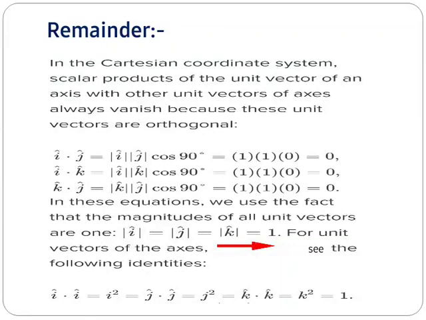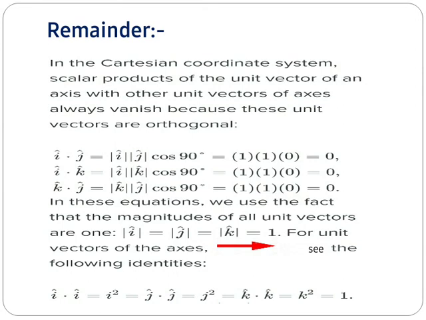Similarly, I cap dot k cap is equal to 0 and k cap dot j cap is equal to 0. In these equations, we use the fact that the magnitudes of all unit vectors are unity. That is, their magnitude will be equal to 1. So, we can write modulus of I cap is equal to modulus of j cap is equal to modulus of k cap is equal to 1.